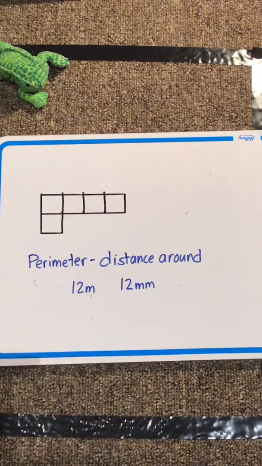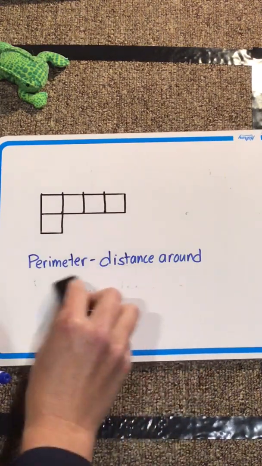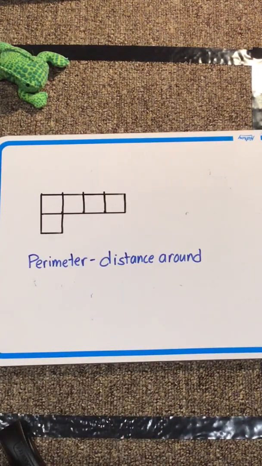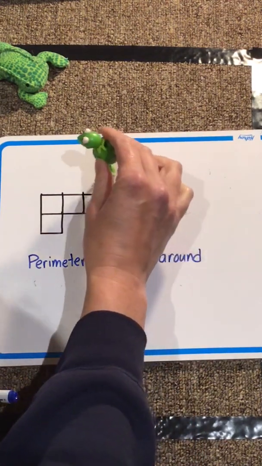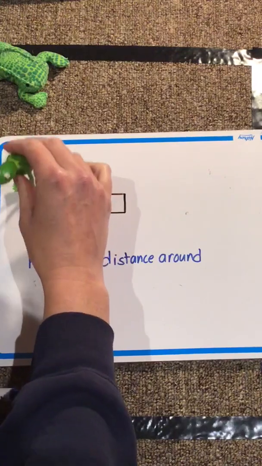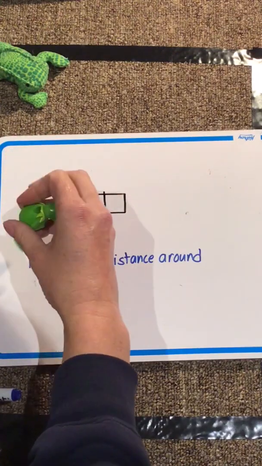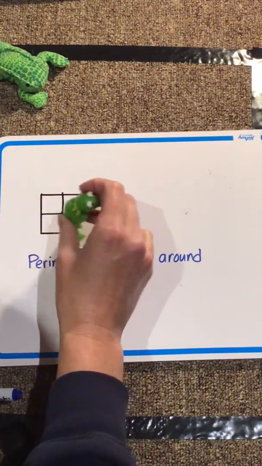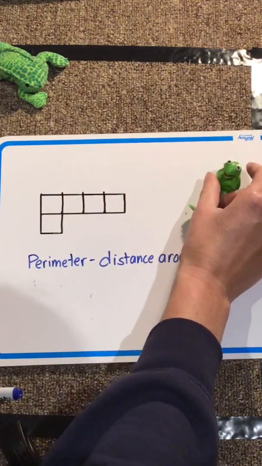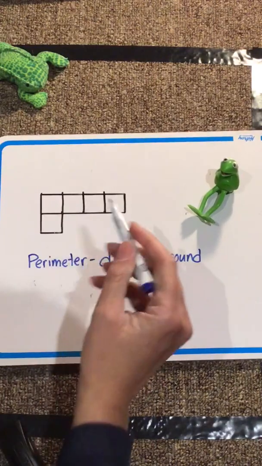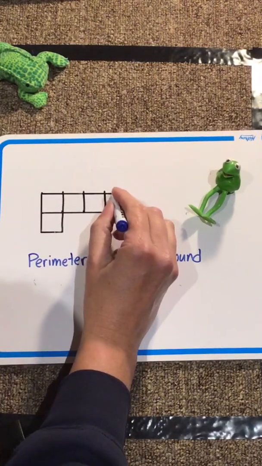So perimeter, distance around. I want you to imagine that you're going for a little walk. Okay, here's my good friend Kermie. He's going to hop around the outside of this shape, and he needs to know how many hops it's going to take him. So we can count each one of these line segments.